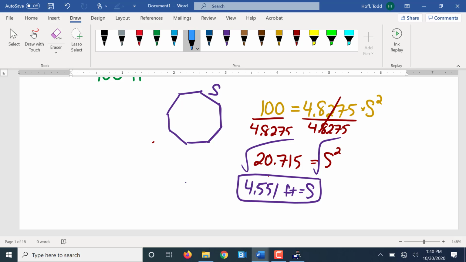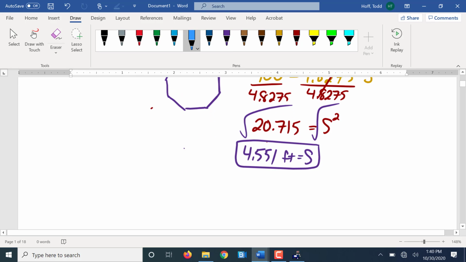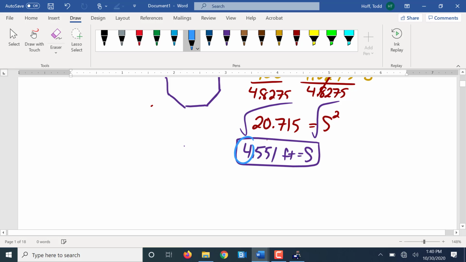Now let's convert that into feet, inches, and sixteenths. So we know that's 4 full feet. What do I do with the rest of that to make it inches and sixteenths?